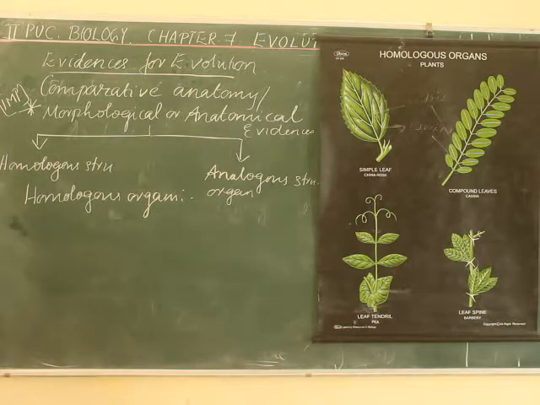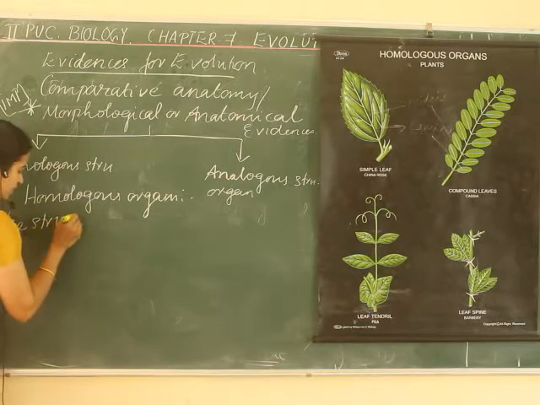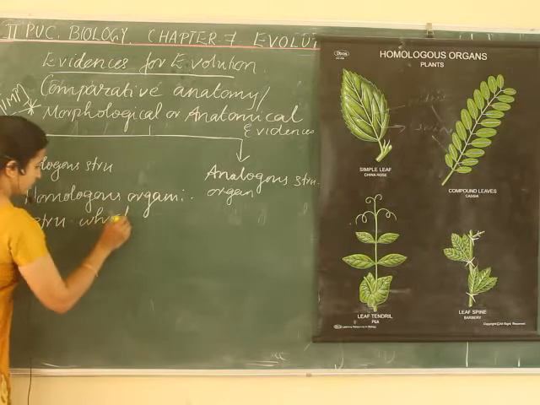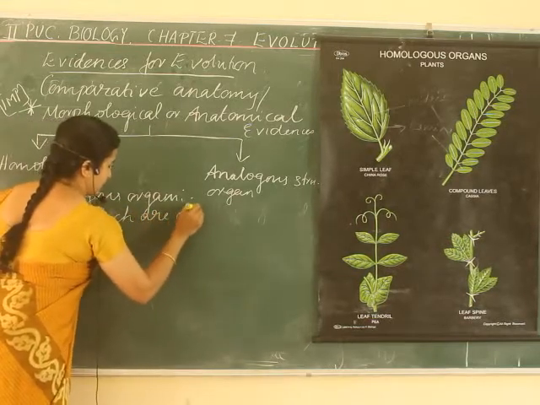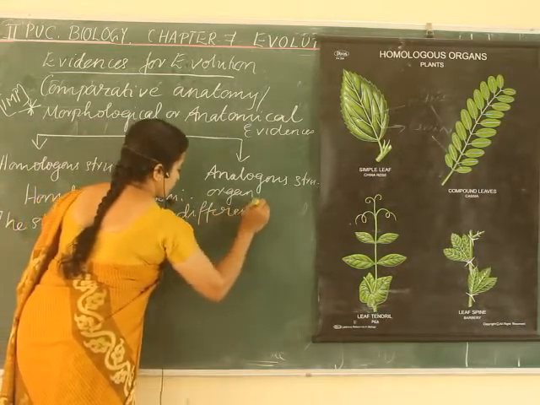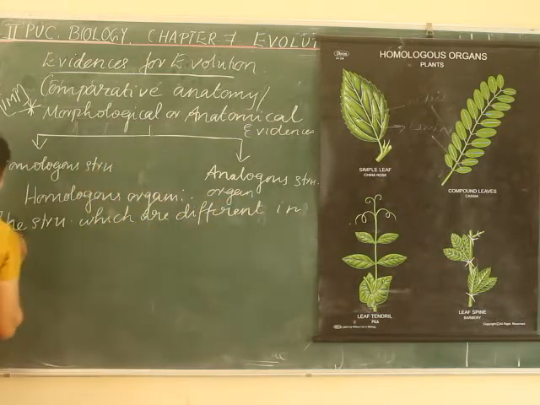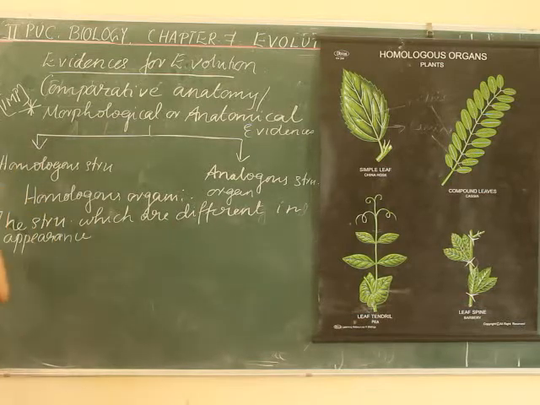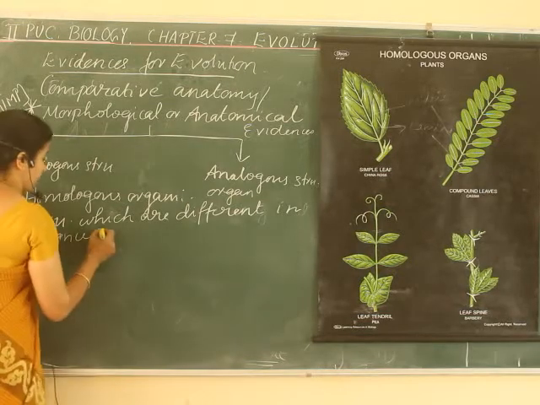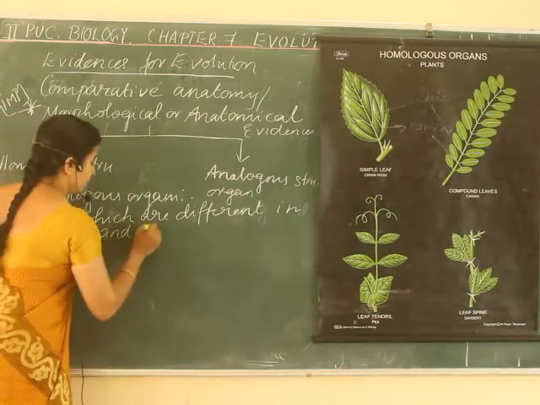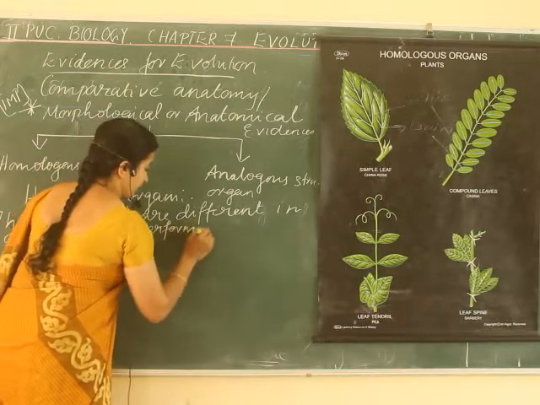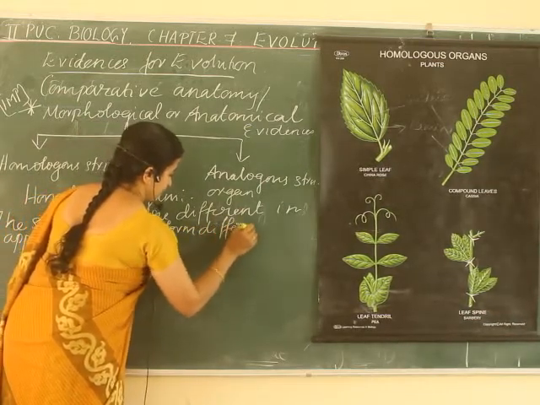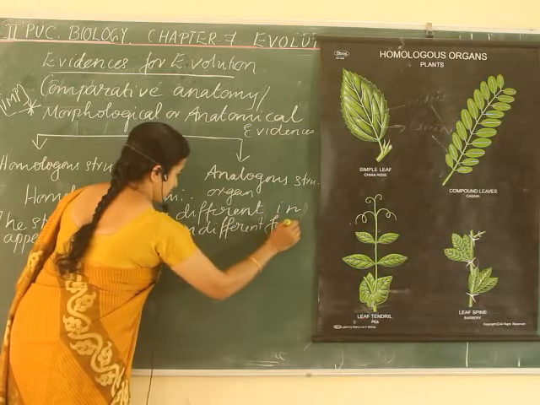Homologous organs means the structures which are different in appearance and also perform different functions.